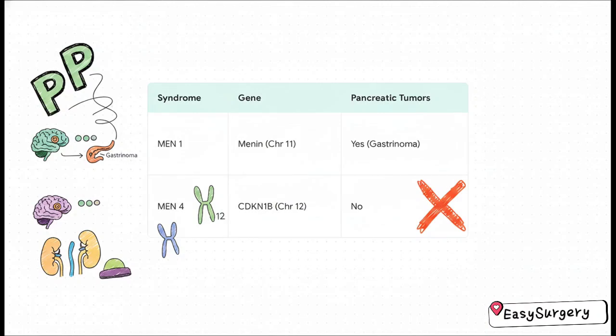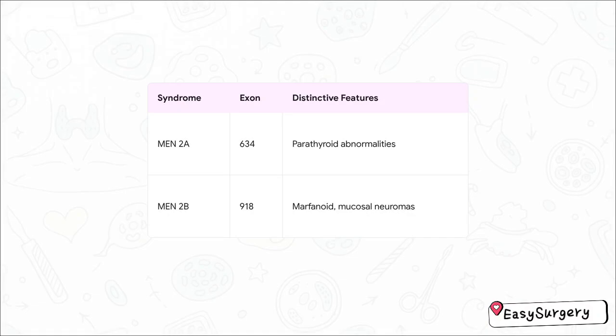Now, compare that to the newer MEN4 syndrome, which is driven by the CDKN1B gene. MEN4 has the pituitary and parathyroid issues, plus renal and adrenal tumors. But the key differentiator? MEN4 entirely lacks those pancreatic endocrine tumors. Now, notice how the RET proto-oncogene basically dictates the exact phenotype in MEN2. Both of these variations share the RET mutation and present with medullary thyroid cancer.